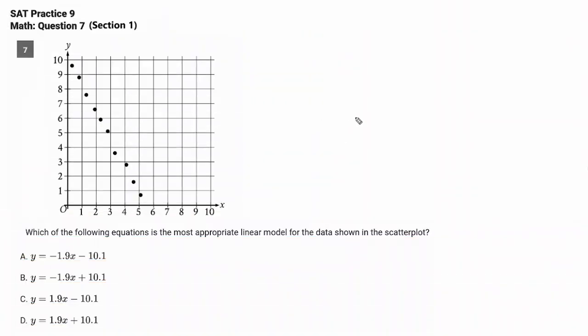We're on SAT Practice Test 9, Math Section 1, Question 7. What's the level of difficulty here? It's easy. The first 7 questions on Section 1 are always easy, so this is the last question you can depend on being easy. You've got a graph. Which of the following equations is the most appropriate linear model for the data shown in the scatter plot? This is a problem where there's not much math required. You just have to know the line equation.